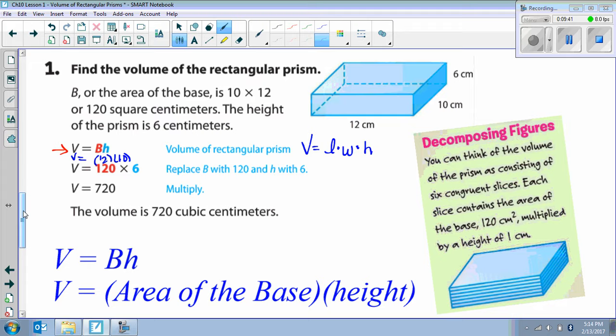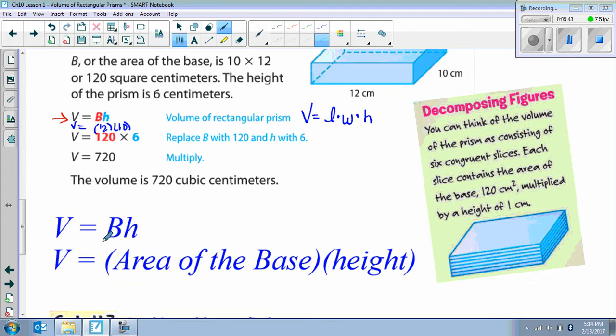Okay? So just keep in mind that the volume is equal to the big B times the H, and the big B, again, represents the area of the base. And then you're going to multiply the area of the base times the height, and that's going to give you your volume.